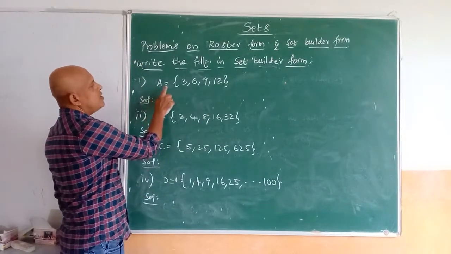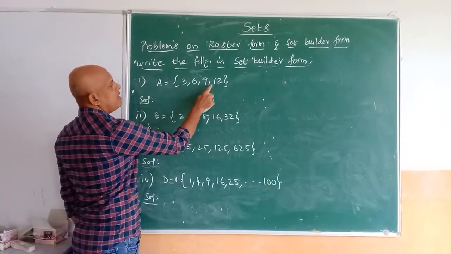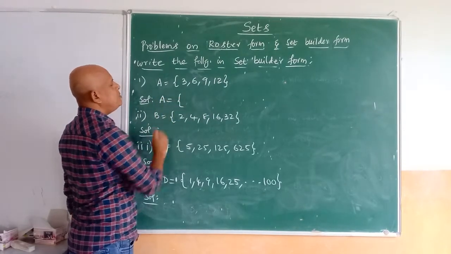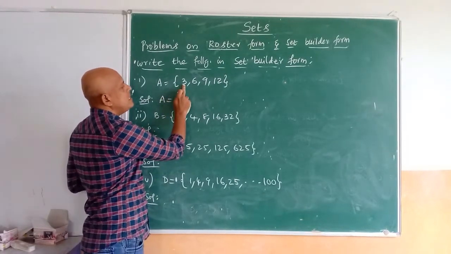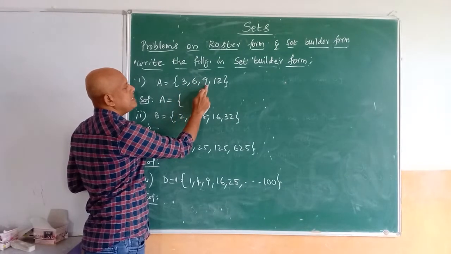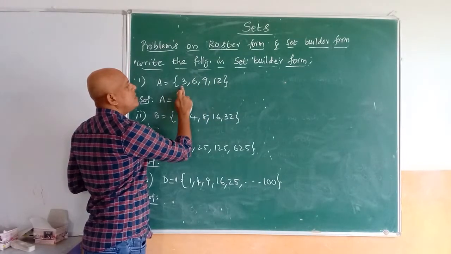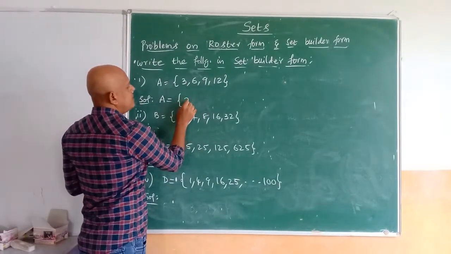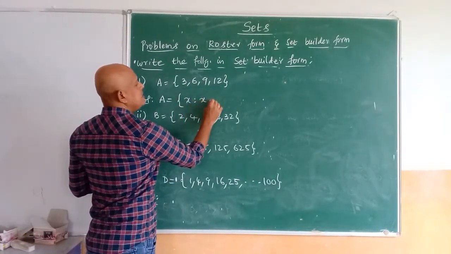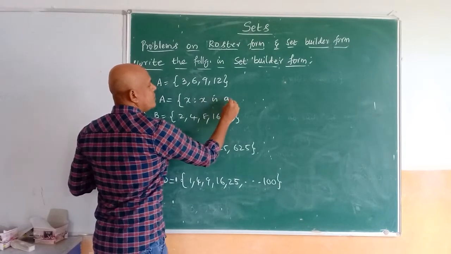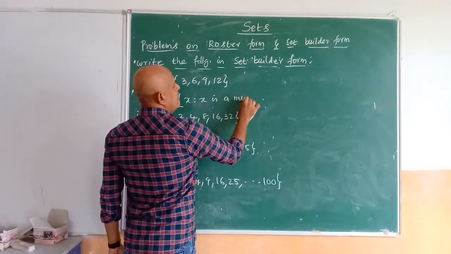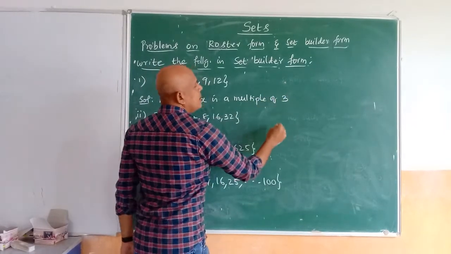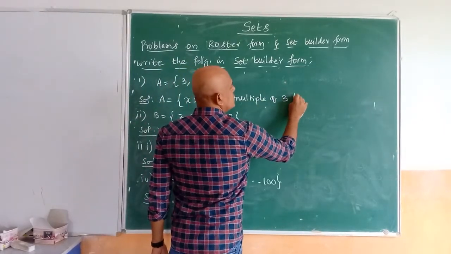A is equal to 3, 6, 9, 12. So how to write this set A in the set builder form? 3 1s are 3, 3 2s are 6, 3 3s are 9, 3 4s are 12. These are the first 4 multiples of 3. So it can be written as x such that x is a multiple of 3, x is a multiple of 3 less than or equal to 12.